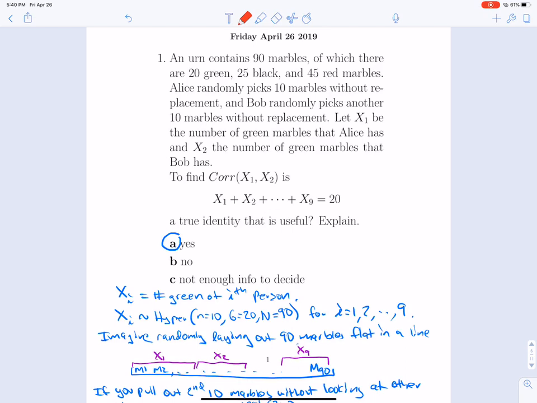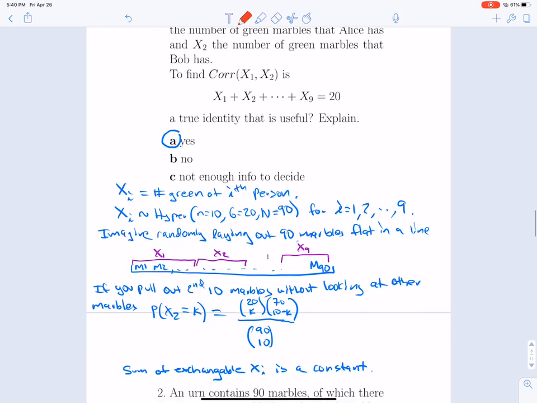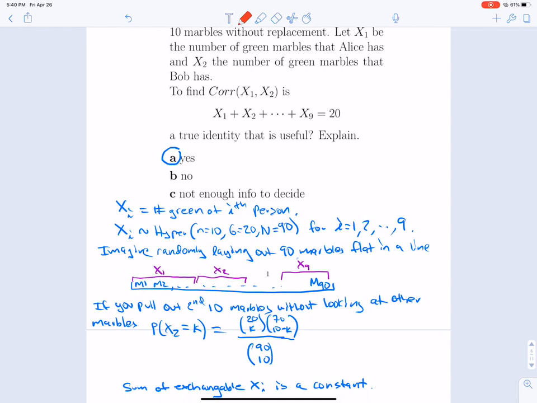Let x1 be the number of green marbles that Alice has. x2 is the number of green marbles that Bob has. To find the correlation of x1 and x2, is x1 plus up to x9 equal to 20 a true identity that's useful? So yes, it's useful and it's true. So xi is the number of green marbles of the ith person, and the xi's are hypergeometric 10, 20, 90.